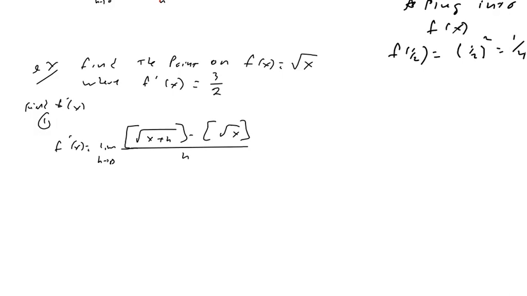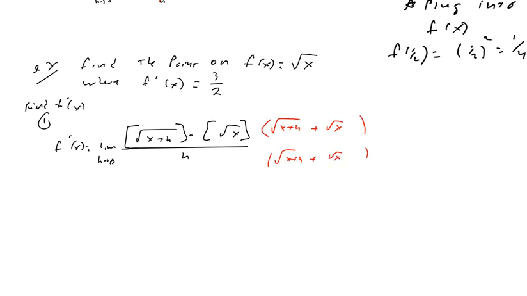All right, so we have this limit function. How do we do this? It's got a square root, everybody. We have to multiply by the conjugate: square root of x plus h plus square root of x. And we're going to get our conjugate situation.